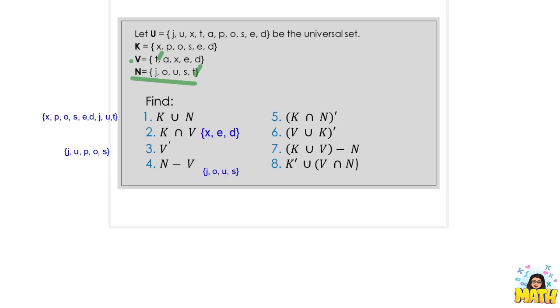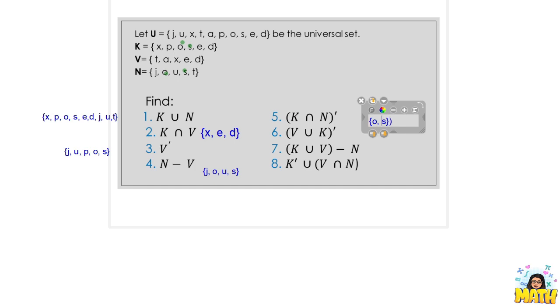Next, number 5. Ito naman, merong dalawang operations na pinag-combine. We have the intersection of K and N, and its complement. Kapag ganito, kailangan ninyo munang hanapin kung ano yung nasa loob ng parentheses. Hanapin muna natin ang intersection ng set K at ng set N. Set K and N both have letters O and S. So, we already have O and S as their intersection.